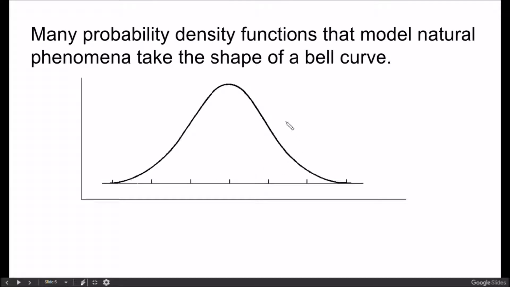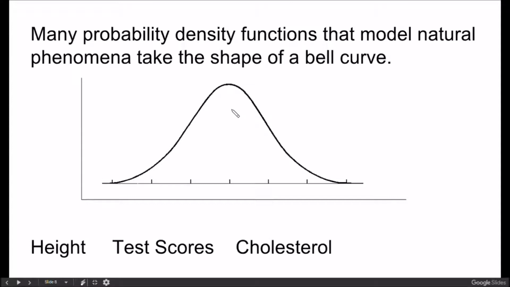You'll see most of the data points are grouped in the middle, and that's what a bell curve or a normal distribution looks like. Oftentimes, for example, things like height, test scores, cholesterol levels, and machine error are modeled using this kind of normal distribution.